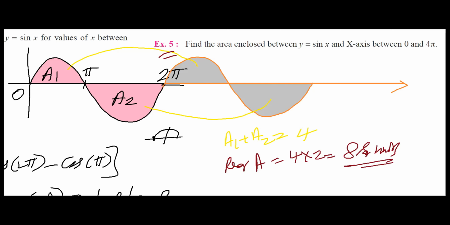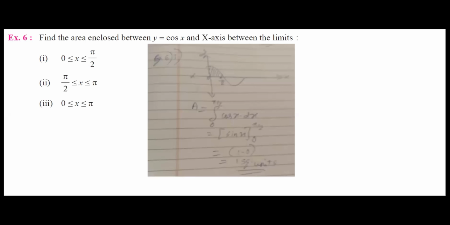Got it right? Okay. So the solved example number 6, find the area enclosed between y equals cos x and the x-axis between the limits. Perfectly correct.